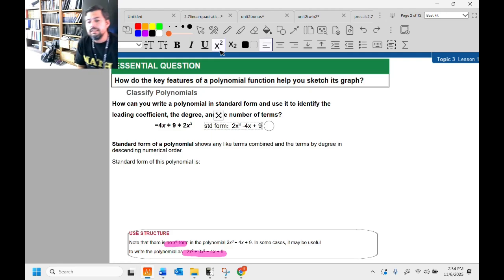All right. Now, the standard form shows any like terms combined and the terms by degree in descending numerical order. And I've already done this one. Standard form of that polynomial is as follows. And they have a little note here. Note there is no x squared in that polynomial. In some cases, it may be useful to write in the 0, and we will talk about those cases. We're going to do something called synthetic division and long division, where that's extremely important.